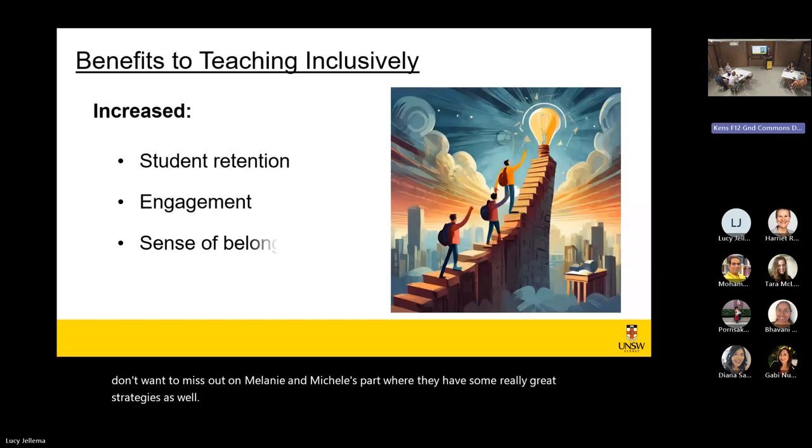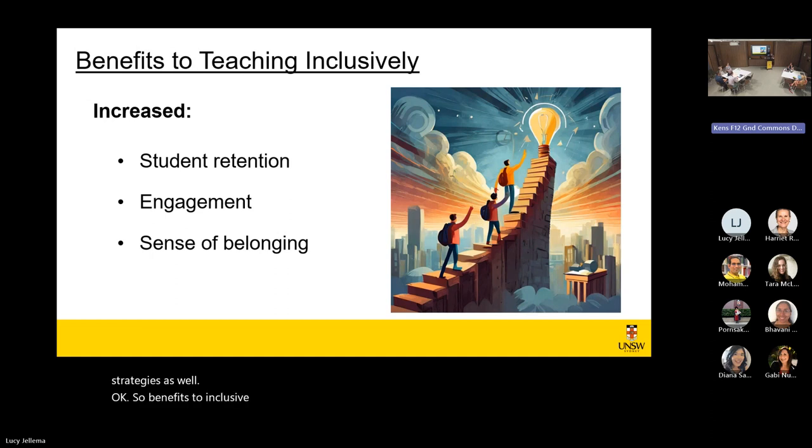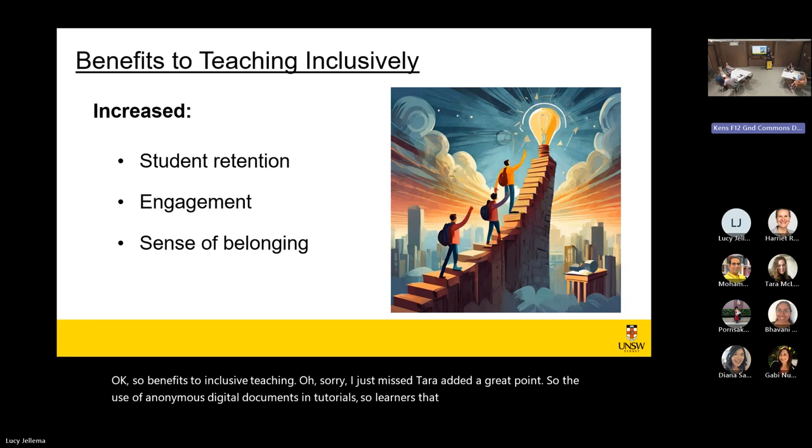Okay, so benefits to inclusive teaching. Oh, sorry, I just missed Tara's great point: the use of anonymous digital documents in tutorials, so learners that aren't comfortable speaking can contribute to the group discussion. That's another great one. Thank you, Tara.